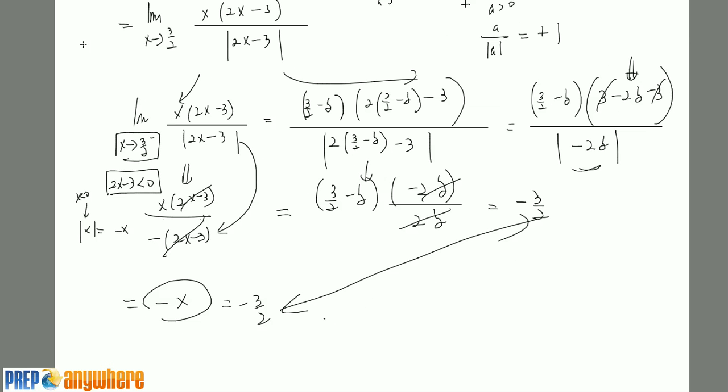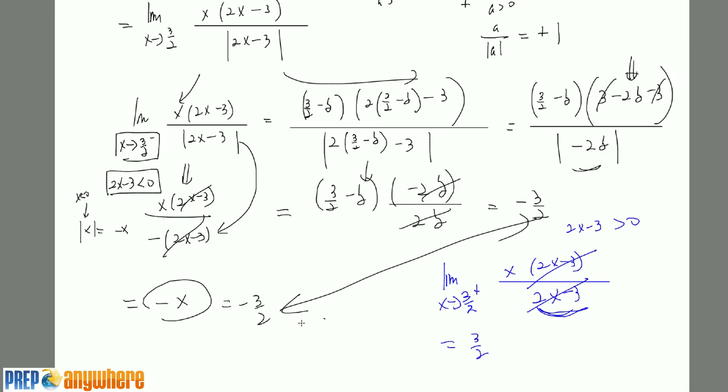For the right hand side, let's use this method. What's going to happen to 2x minus 3? Isn't 2x minus 3 going to be positive if you put something bigger than 3 over 2? So that means it's going to be this. The absolute value will just return, it'll equal to just this. Because this is already positive. So it's going to equal to 3 over 2. Left hand limit is equal to negative 3 over 2, right hand limit is equal to positive 3 over 2. Limit does not exist.